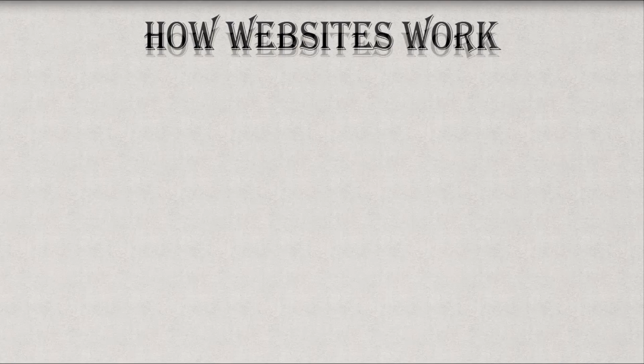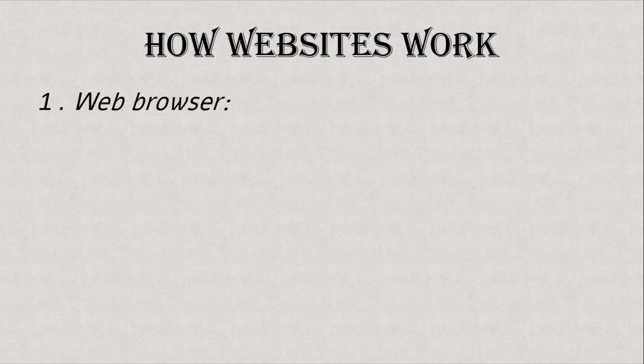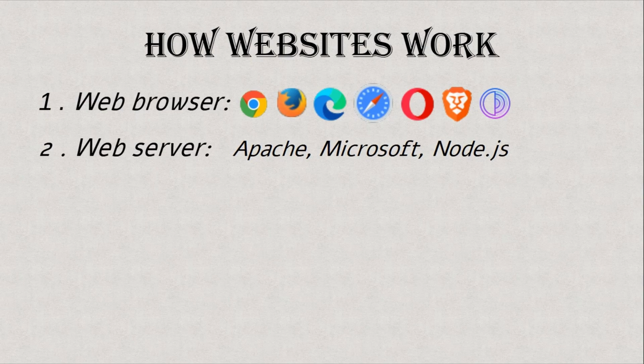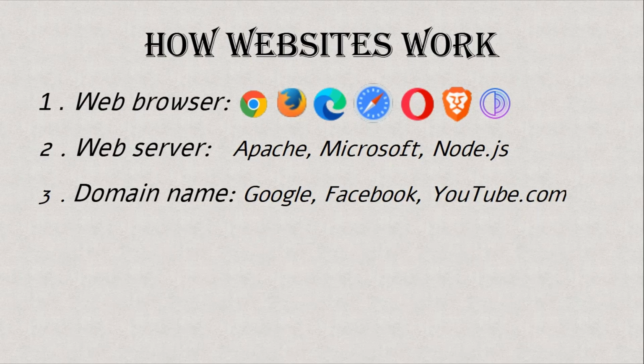The first one is the web browser. Web browser, the software you use to access websites like Google Chrome, Mozilla Firefox, Microsoft Edge, Safari, Opera, Brave, and Tor browser. The web server. This is the computer that stores website files and serves them to users who request them, like Apache, Microsoft, and Node.js. Domain name. This is the website's address, like google.com, facebook.com, and youtube.com.